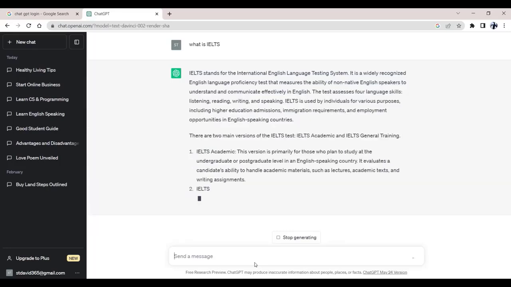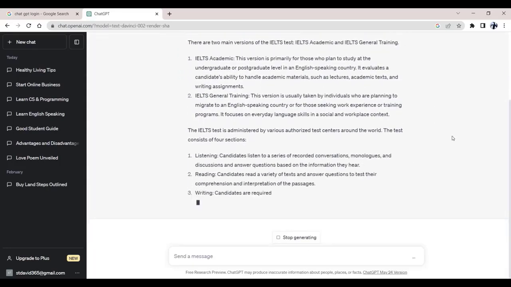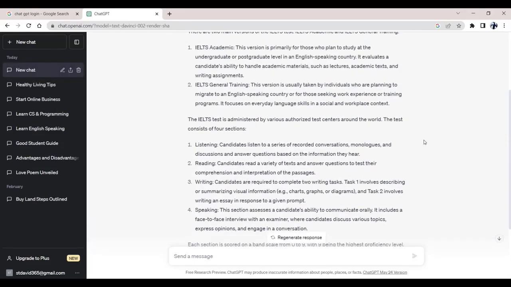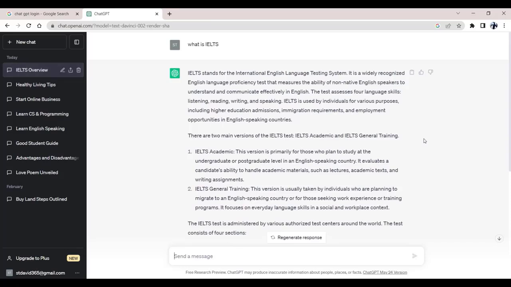You see, just writing IELTS, it's such a nice and wonderful way. It will answer you everything. Now we are going to see what is IELTS. IELTS stands for International English Language Testing System. It is a widely recognized English language proficiency test that measures the ability of non-native speakers to understand and communicate in English. The test assesses four language skills: listening, reading, writing, speaking. IELTS is used for various purposes, including higher education admission, immigration requirements, and employment opportunities in English-speaking countries. Such a lovely, fantastic definition of IELTS.